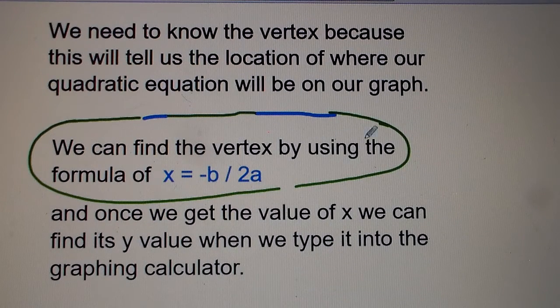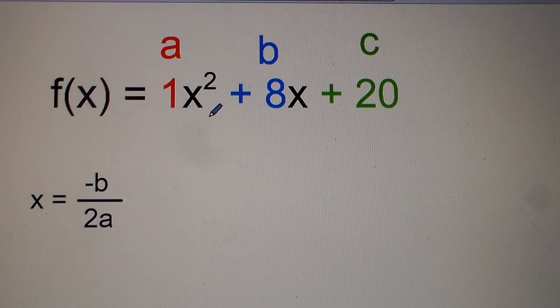So we can find the vertex by using the formula x equals negative b divided by 2a. So this is where that a and b stuff start to come into play. The purpose for knowing a and b is we have our formula. And once we get the value of x, we can find the y value when we type it into the graphing calculator. So let's actually do an example of what I'm talking about here.